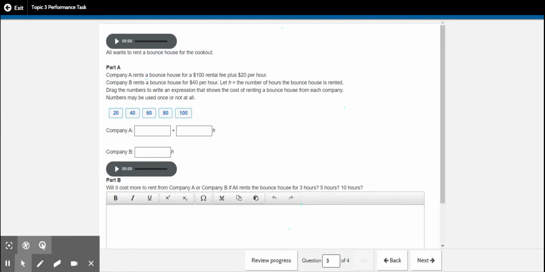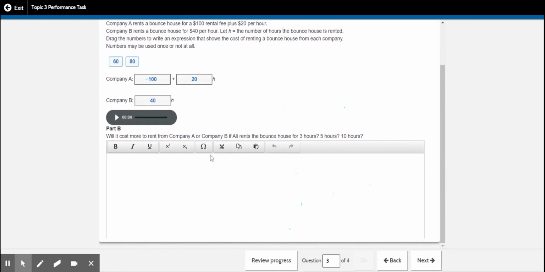Okay, so now Allie wants to rent a bouncy house. So Company A rents the bouncy house for an $100 rental fee and $20 per hour. Company B is $40 per hour with no rental fee. H is the number of hours that the house is rented. So we needed to here write these expressions. So A, there's a $100 rental fee, and then it's $20 times hours, however many hours. B is just $40 times however many hours. So that part was good. I believe you all got that part correct.